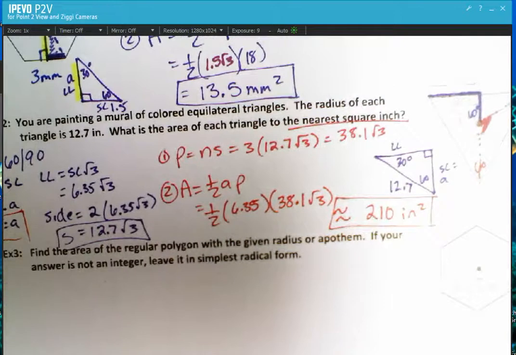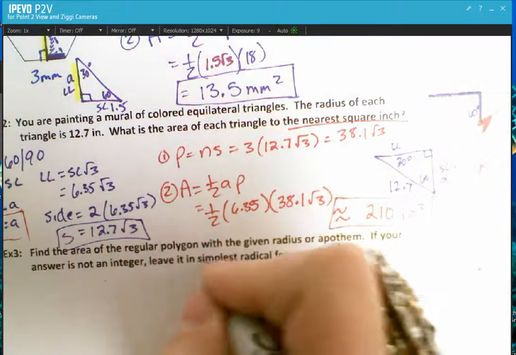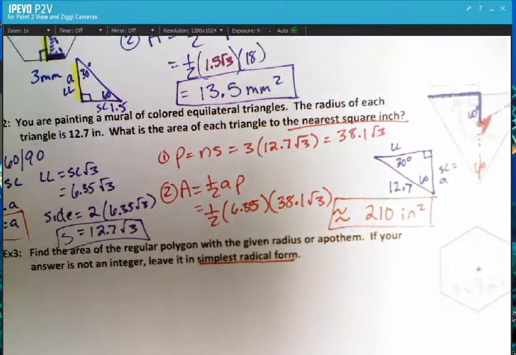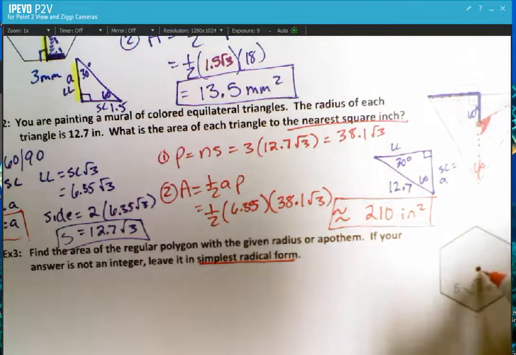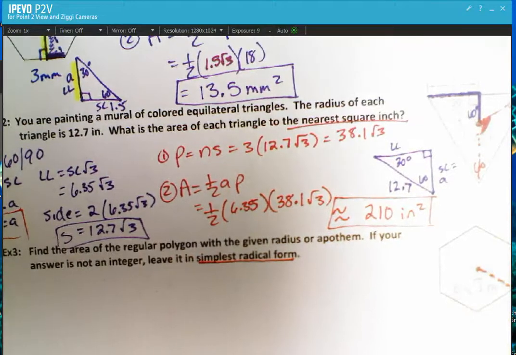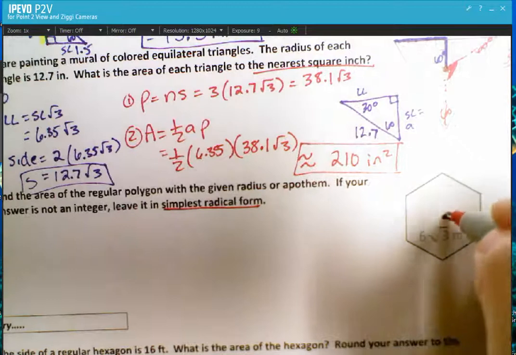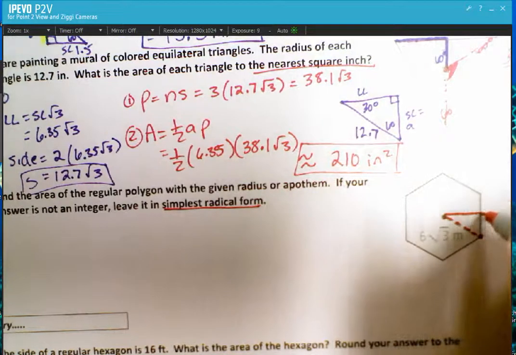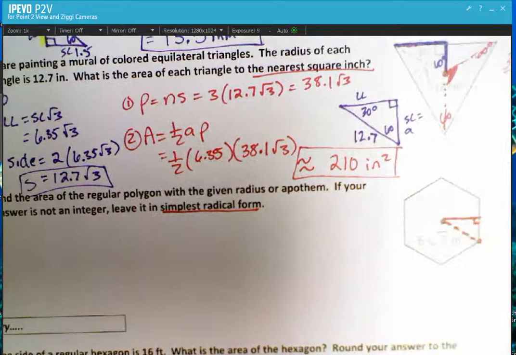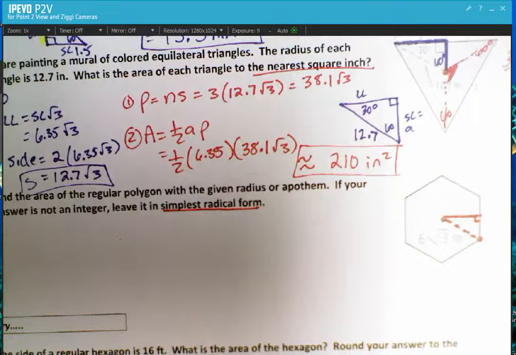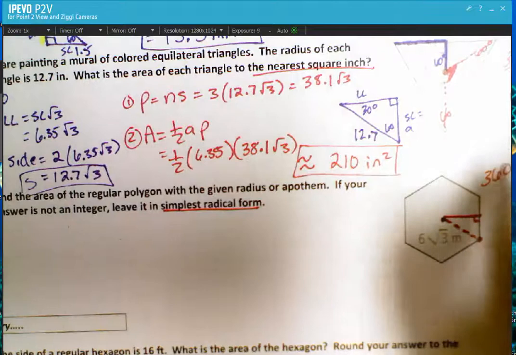Find the area of the regular polygon with the given radius or apothem. If your answer is not an integer, leave in simple radical. So we want a simple radical. We are given from the center, if I follow it down, it goes to a vertex. So that's going to be a radius. So I need to drop in my apothem, which is perpendicular to the side. I know that I have a 1, 2, 3, 4, 5, 6 six-sided polygon.